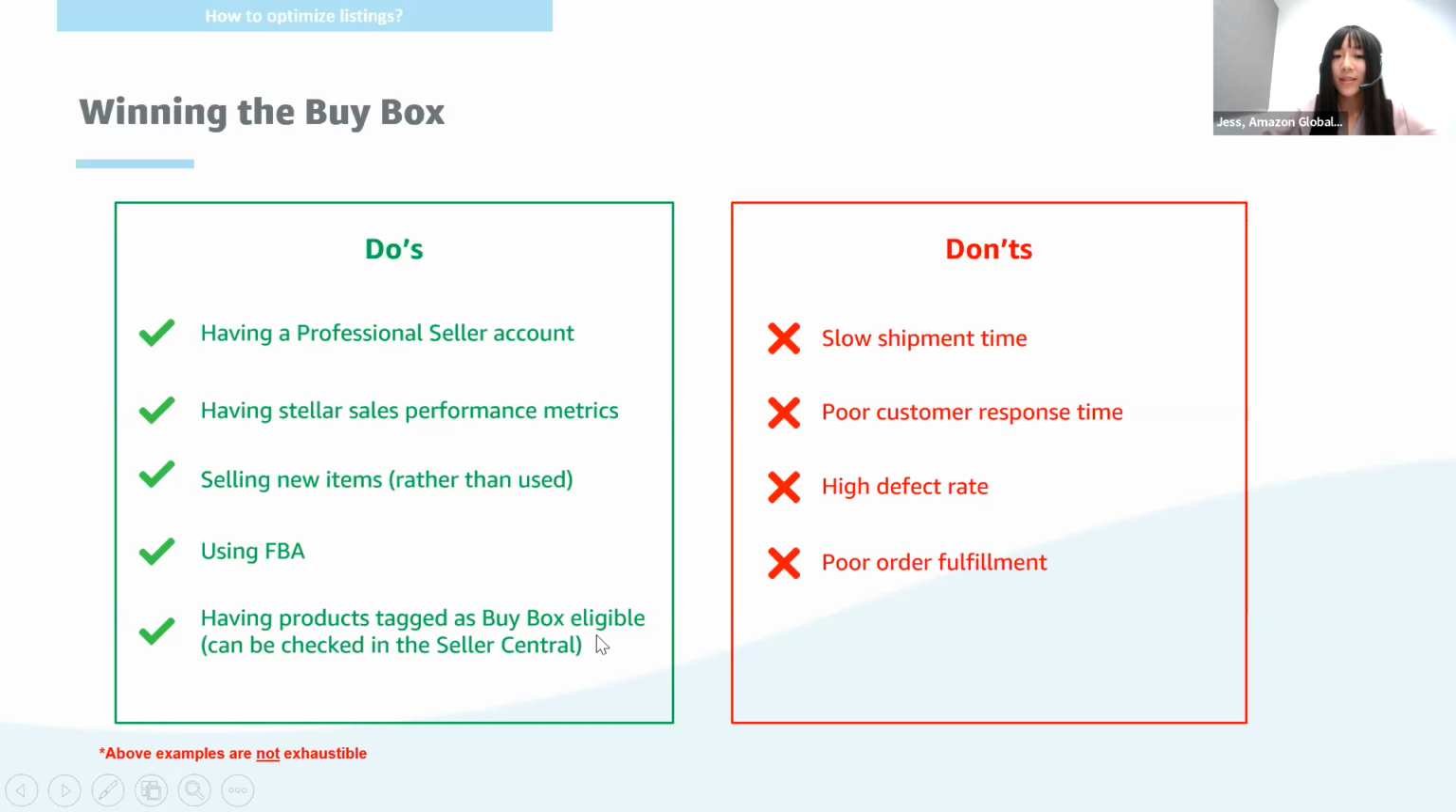Some products are tagged as buy box eligible, and you can check this in Seller Central. These reasons above are not exhaustive. Again, there's actually an algorithm that detects what makes it a good seller, so that helps you to win the buy box.